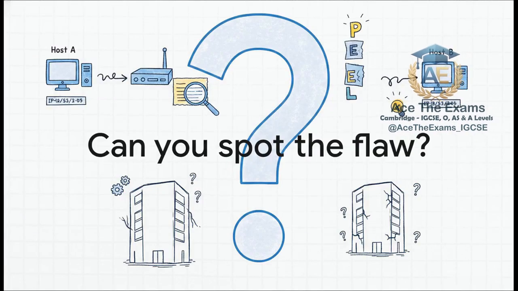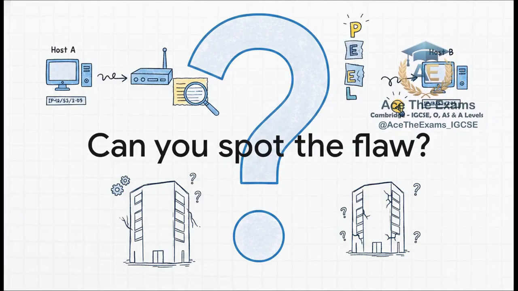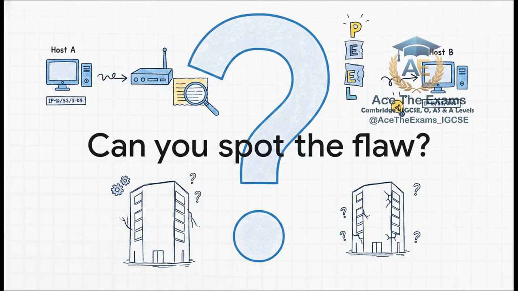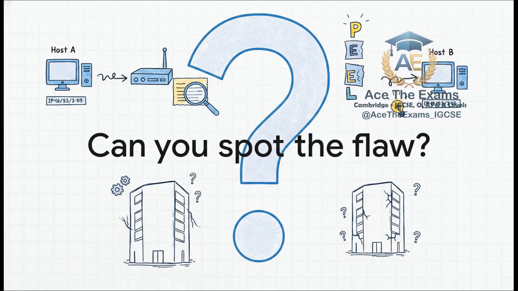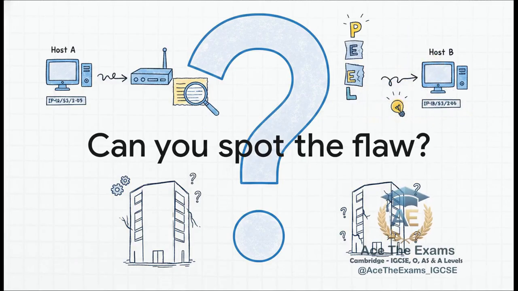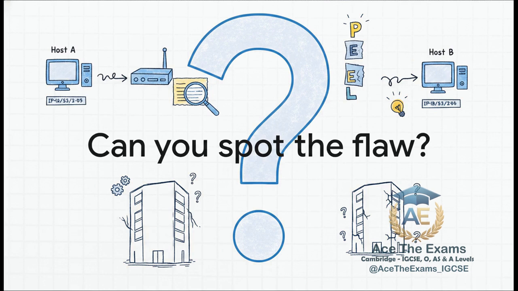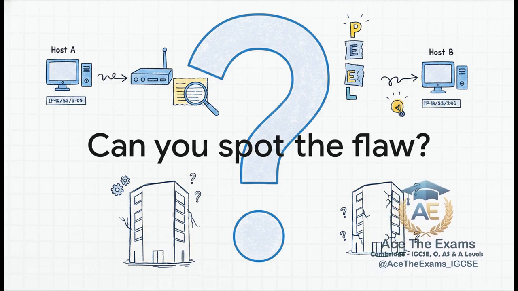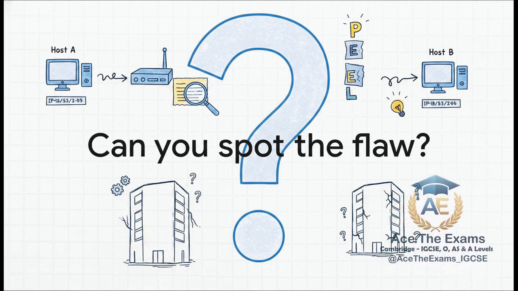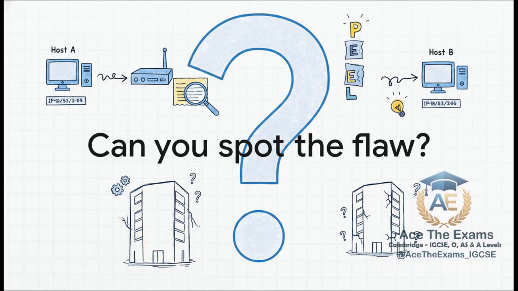Let's do a quick find the flaw exercise right now. Imagine you are stressed and you write this theoretical paragraph in your exam. The packet is sent from host A to host B. The router uses an IP address to find the destination. This is good because IP addresses are unique. Therefore, the packet arrives safely. Can you spot the flaw there? Where exactly did this stray from our PEL structure?